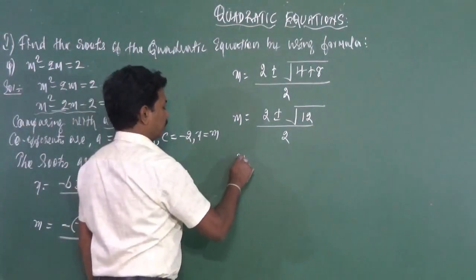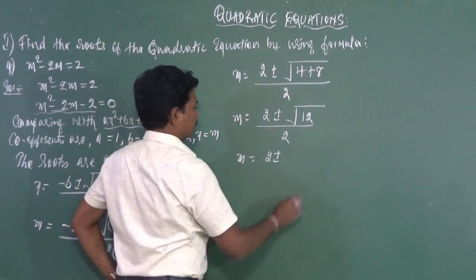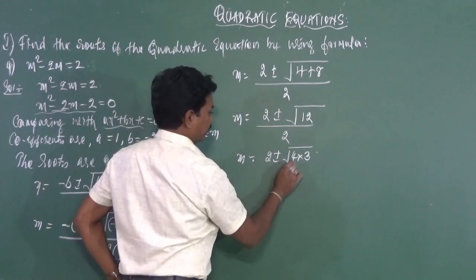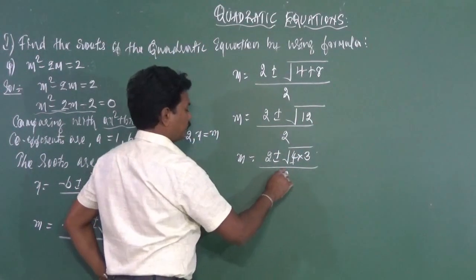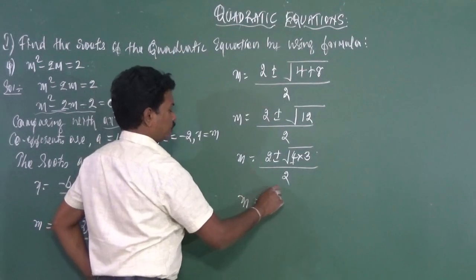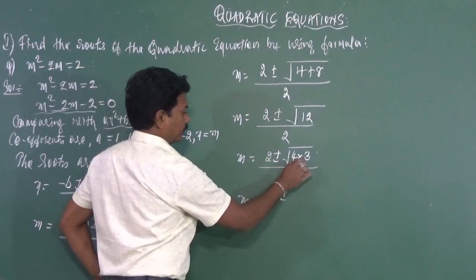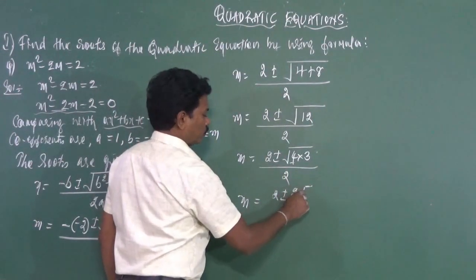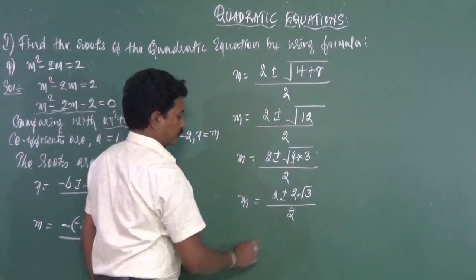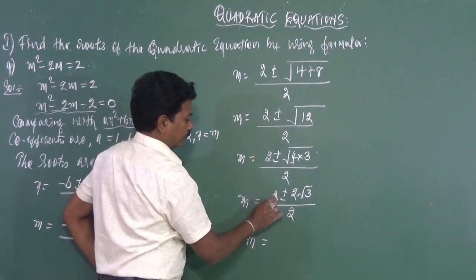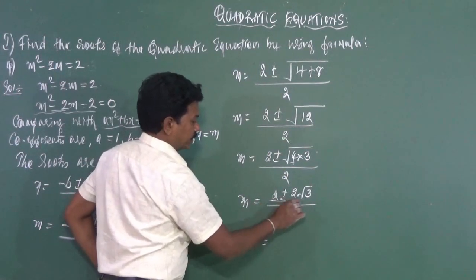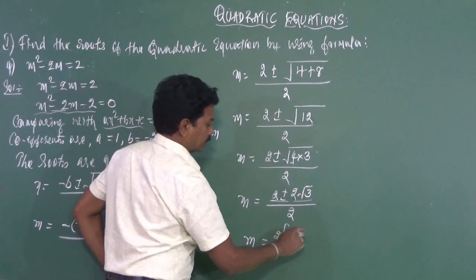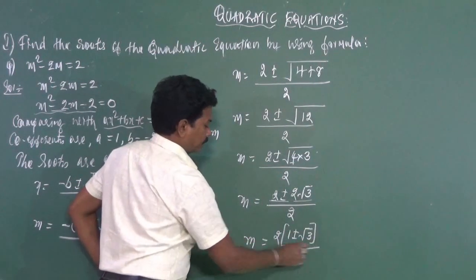Exactly. So m is equal to 2 plus or minus square root of 4 into 3, where 4 is a perfect square, by 2. Right. So m is equal to 2 plus or minus square root of 4 into square root of 3. Square root of 4 is 2, so 2 root 3 by 2. So m is equal to, here we have 2 in this term, 2 in this term, 2 in this term, we can take 2 as common. So we are left with 1 plus or minus square root of 3 by 2.